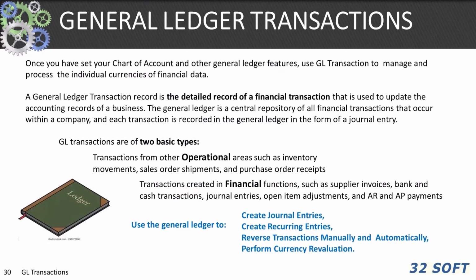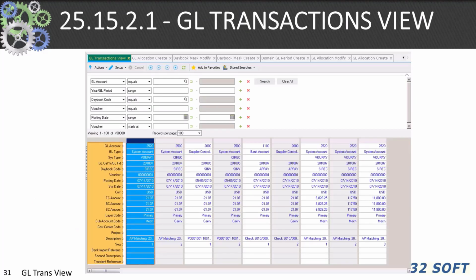A general ledger transaction record is a detailed record of a financial transaction that is used to update the accounting records of a business. The general ledger is the central repository of all financial transactions that occur within a company, and each transaction is recorded in the general ledger in the form of a journal entry. Just like any supply chain user understands the transaction tables, the accountants similarly need to know how to read the general ledger transaction records, as these represent the occurrences of financial impacts to the business.